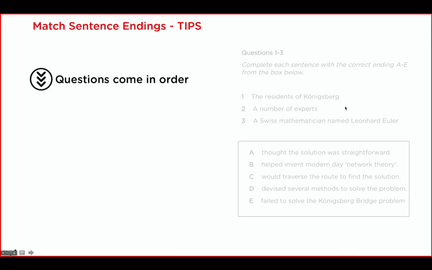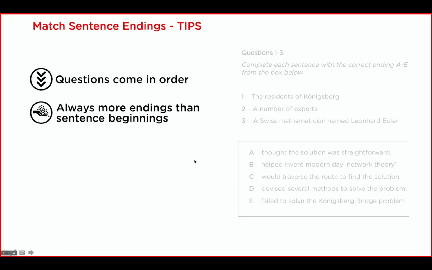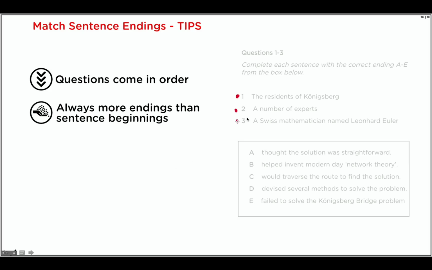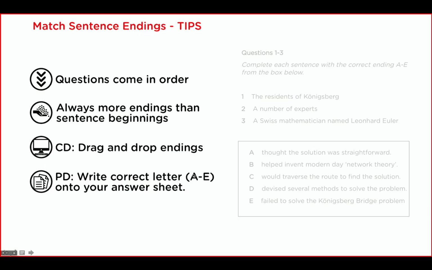So the questions come in order. When you find the answer for number 1, number 2 will come after that in the text, and number 3 will follow that one in the text. There are always more endings than sentence beginnings. Here are the beginnings of the sentences, and as you can see, there are nearly twice as many endings. If you're taking the computer-delivered test, you'll be dragging and dropping the endings to the beginnings of the sentences. And if you're doing the paper-delivered test, you're going to be writing the correct letter onto the answer sheet. So it might be like number 1, E, 2, C, etc.